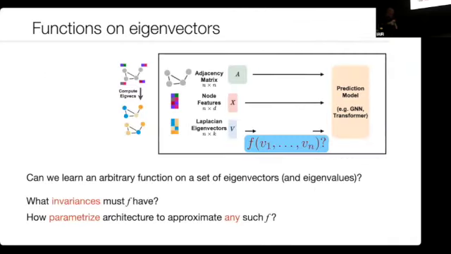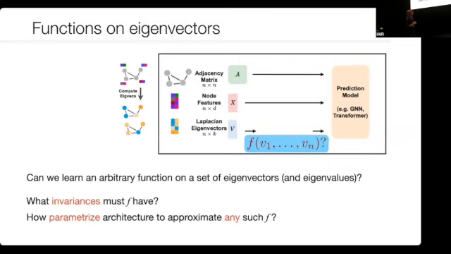So now the question arises: these are vectors, so I could just use any neural network that works on vectors. But actually, they are special vectors. I know they are eigenvectors, and they have specific invariances, which I'm going to show you on the next slide. So we have to be a little bit careful about those invariances to make sure our networks generalize well.